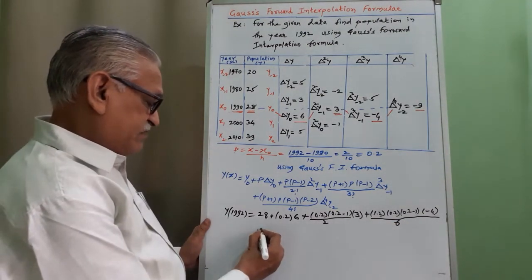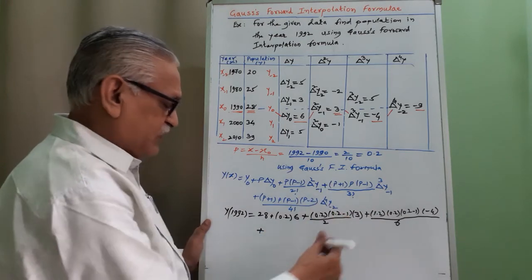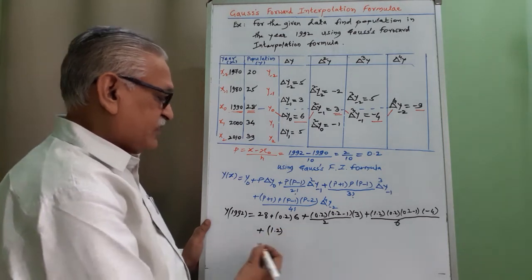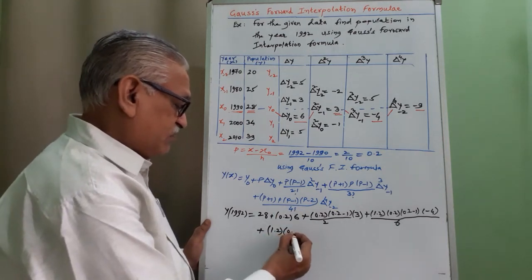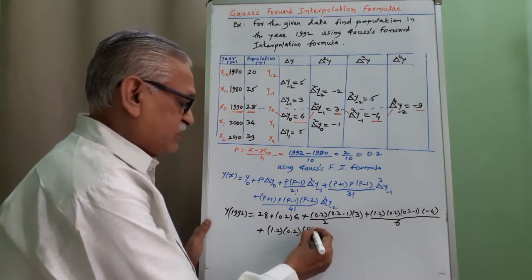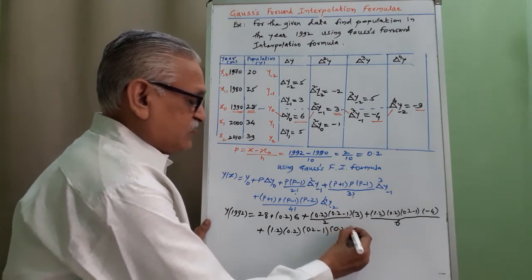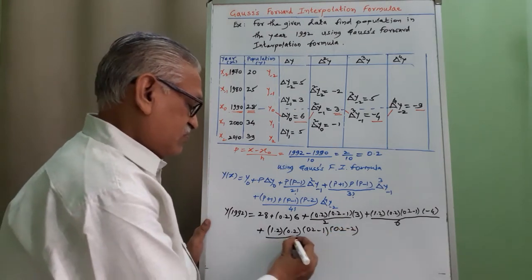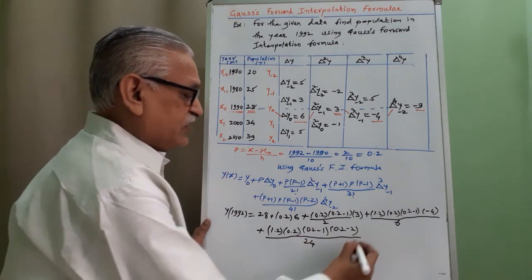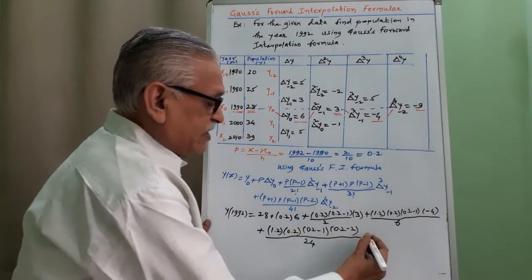Next one is P plus 1. That value of P plus 1 is 1.2. 0.2 plus 1 we get 1.2. P is 0.2. P minus 1, 0.2 minus 1. 0.2 minus 2, divided by 4 factorial. 4 factorial is 24, into del raised to 4 y minus 2. That value is minus 9.